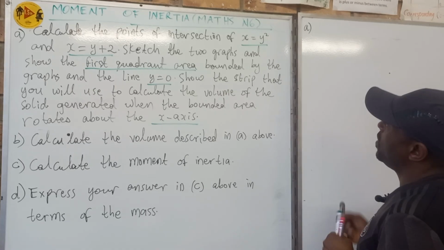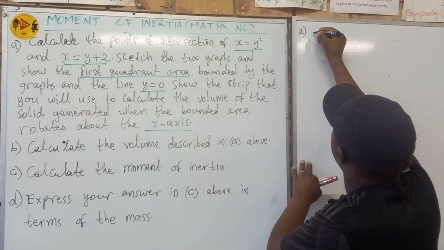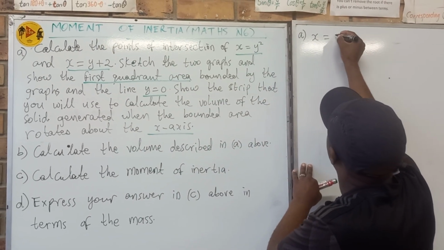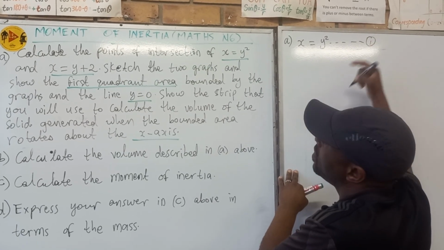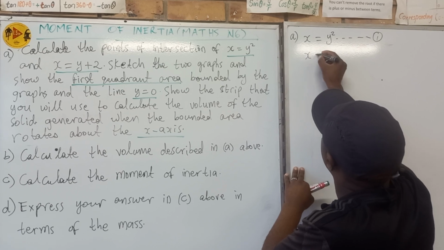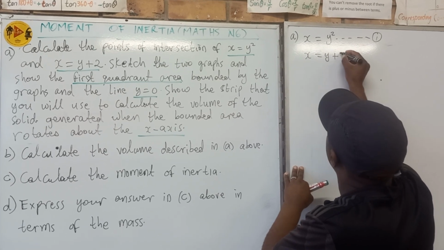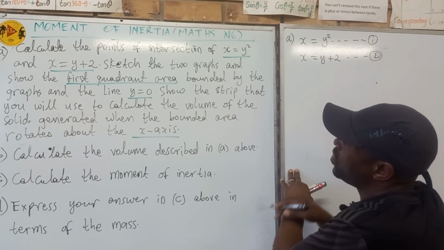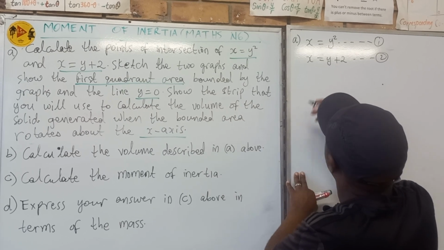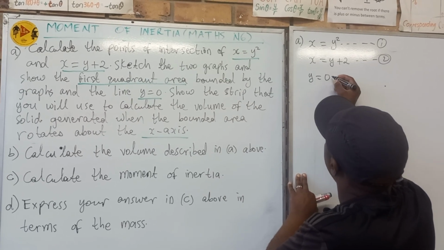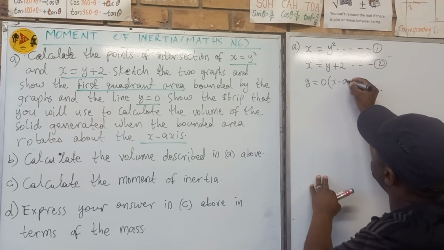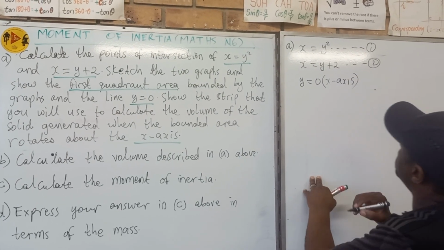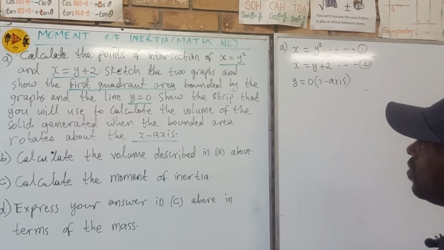So I'll now capture it down. I've seen the equation x equal to y squared. That's equation number 1. I've seen x equal to y plus 2, equation number 2. Then I've also seen another equation, y equal to 0. Y equal to 0 is another name for the x-axis, since on the x-axis, y is always 0.